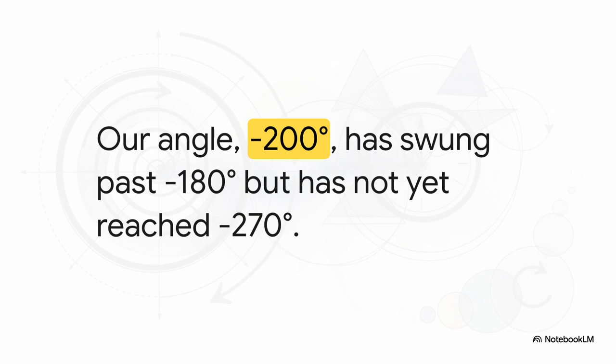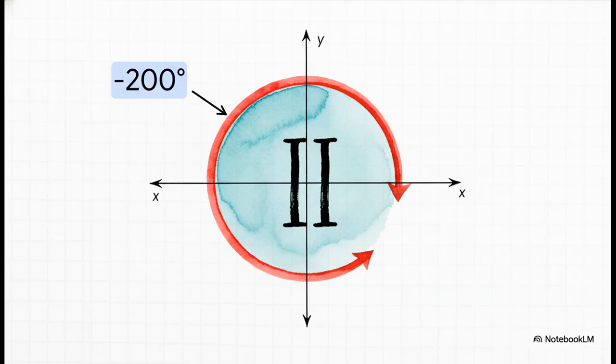So where does our angle -200 fit into all this? Well, it's definitely more rotation than -180, so we know we've swung past that line pointing to the left. But it's not as much as -270. It lands somewhere in that zone between them. And what do we call that region? The one past -180, but before -270? That's quadrant 2. So an angle of -200 degrees actually ends up in the top left quadrant.